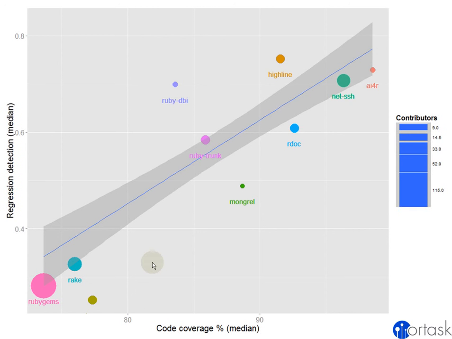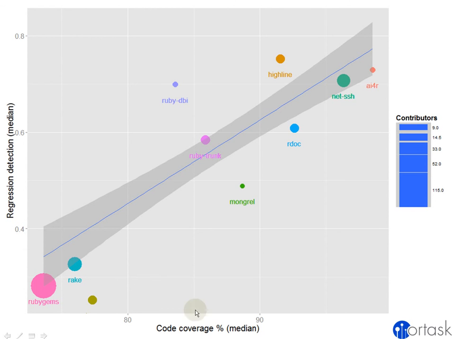So moving on, let's look at this chart, which shows the code coverage against the regression detection. Okay, this is another important aspect of test suites: to detect regressions whenever your system under test changes, whenever your system under test evolves.